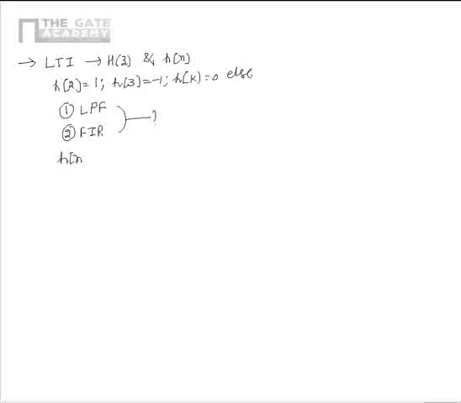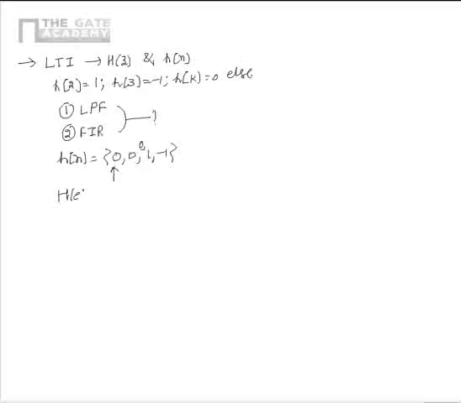The impulse response of the LTI system can be given as h of n is equal to 0 comma 0 comma 0 comma 1 comma minus 1 where the value of first 0 corresponds to the instant n is equal to 0.